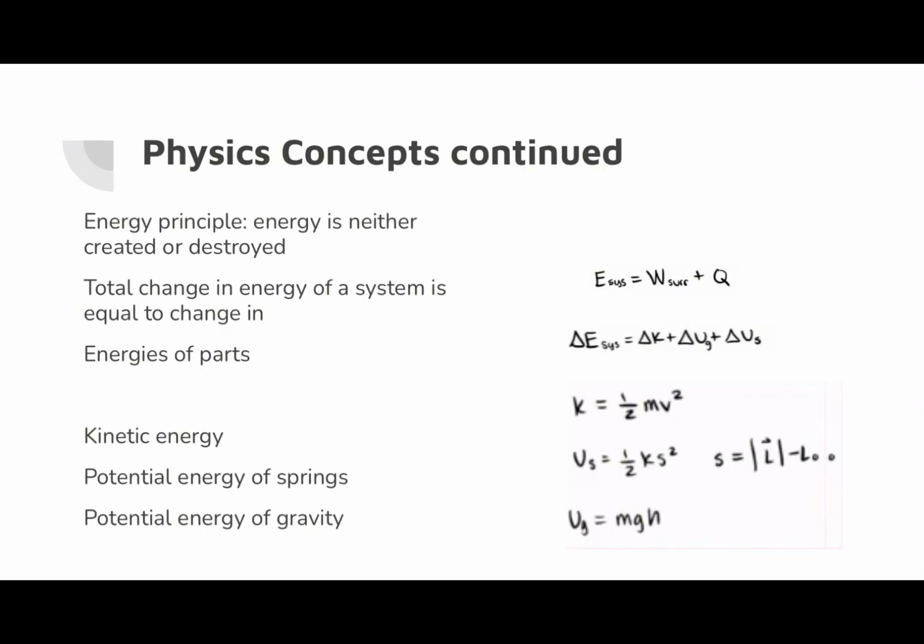Continuing, we use the energy principle, which states that energy is neither created nor destroyed and is equal to the work of the surroundings plus any thermal energy. A total change in energy of a system is equal to a change in energies of its parts, such as kinetic energy, potential gravitational energy, and potential spring energy in this lab.